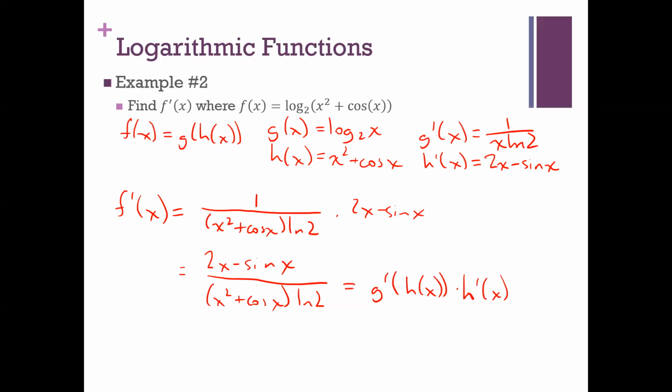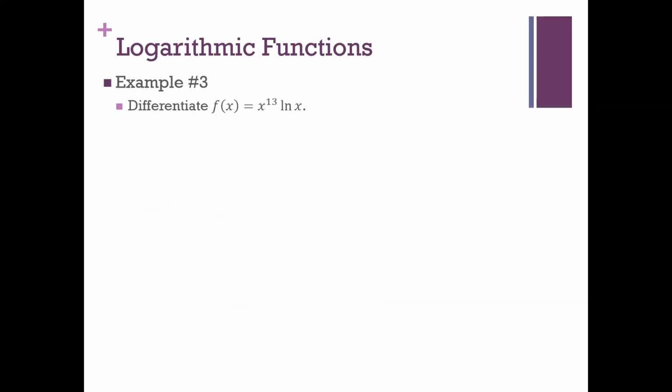All right, moving on. x to the 13th times natural log of x. How would I handle the derivative here? This one's product rule. Why is it product rule? Because you're multiplying two functions of x together, right? So this time I don't have f of x equals g of h, I have f of x equals g of x times h of x. So we should be specific about what g and h are. What are they?